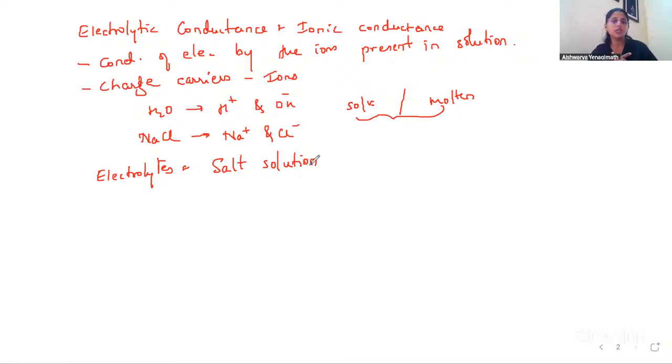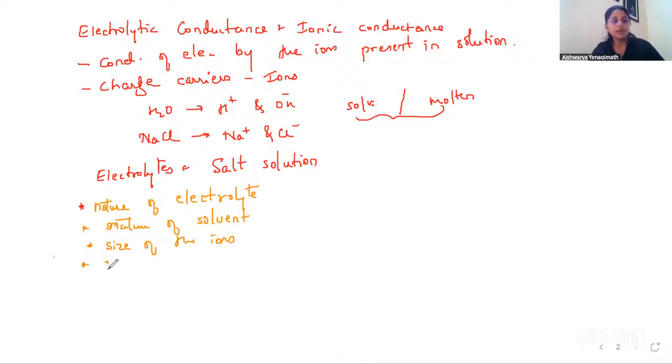Now the question is, what are the factors on which electrolytic conductance depends? Metallic conductance we have seen. The first factor is the nature of the electrolyte. We'll see this in detail: what type of electrolyte you have taken. Second, it depends on the nature of the solvent. Water, what solvent you have taken, that also has to be seen. Third, it depends on the size of the ions.